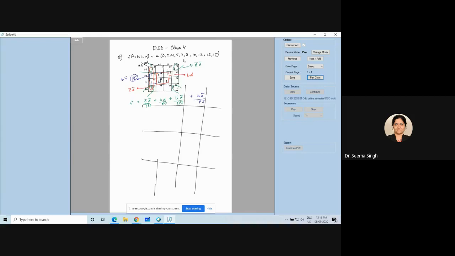So, all of you understood this example? I hope all of you understood. Ananya, is it clear to you now?